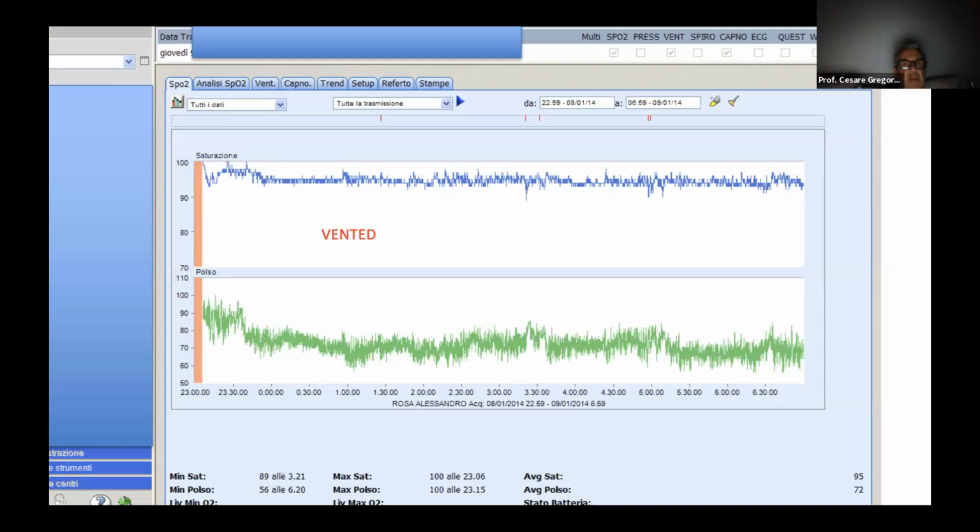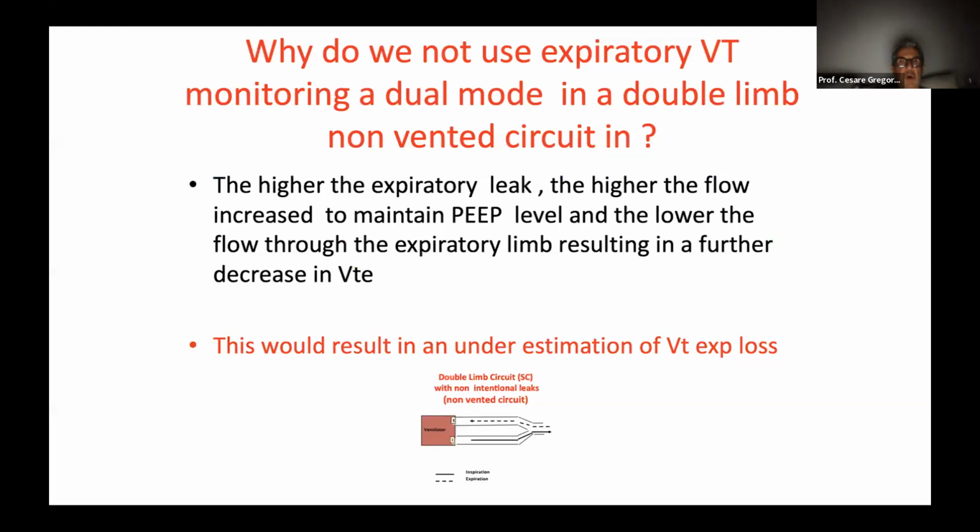In Italy, I tell you the truth, few physicians use a vented configuration in tracheal patients. I know in the UK, for example, they use vented configuration much more in tracheal patients than in Italy. So some company tried to be very tricky and said, why am I not smarter than the company measuring expiratory tidal volume? I would like to use expiratory tidal volume. And they made a big mistake.